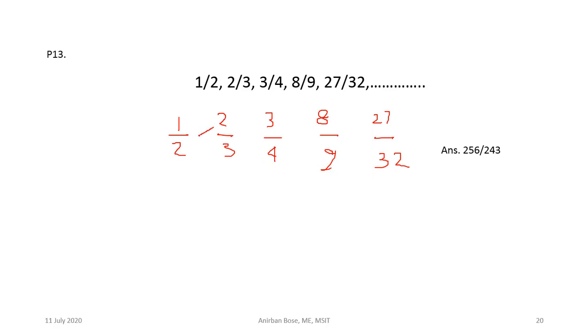You see, if you multiply 2 by 2, you will get 4. If you multiply 3 by 1, you will get this, right? Similarly, if you multiply 3 by 3, you will get this. Multiply 4 by 2, you will get this. Similarly, if this is the pattern, 4 into 8 is 32, 9 into 3 is 27. So what will be the answer? The answer will be 8 into 32, 256. 9 into 27, 243. So this will be the answer.